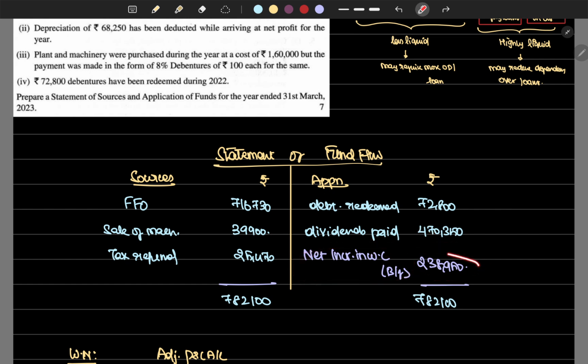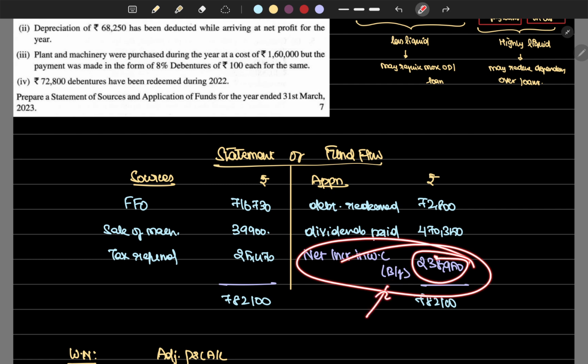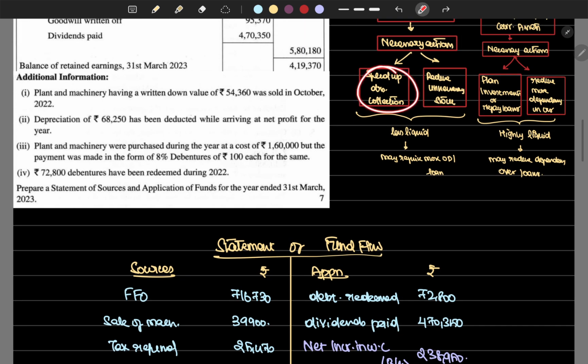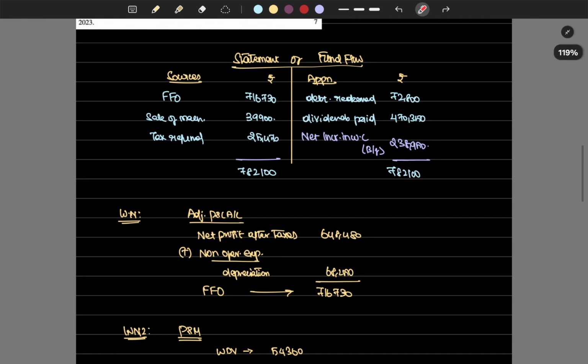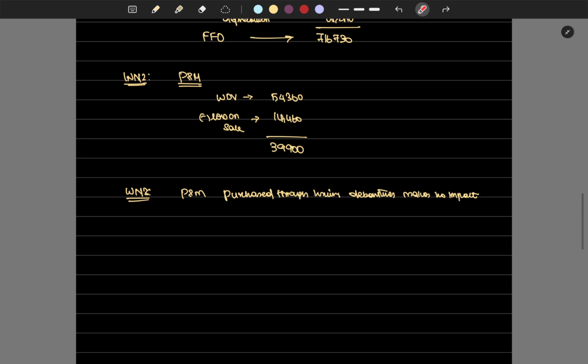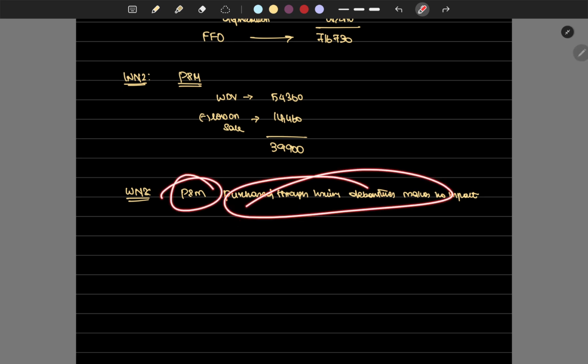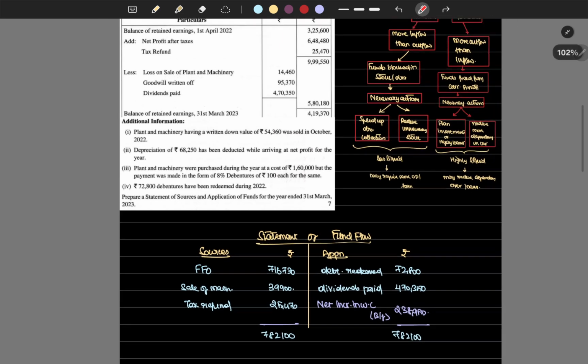See, a lot of funds are sitting inside the working capital box itself. So what the company has to do is initiate the process of speeding up debtors' collection and reduce unnecessary stock, if there is anything stocked in the factories without enough demand. These are all the things we have to understand. And there is a working note: plant and machinery purchased by issuing debentures makes no impact, so we haven't added it here. That's it. Thank you.